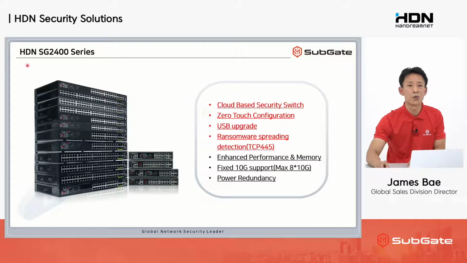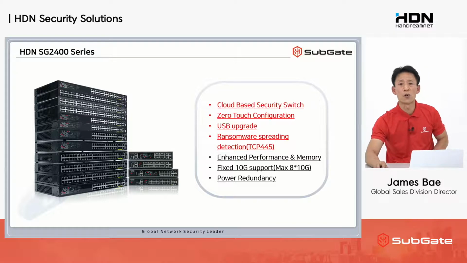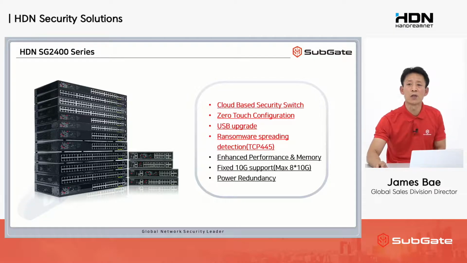HDN SG2400 series. This is the first HDN cloud-based secure switch. Zero-touch configuration will work only with the 2400 series. SG2400 will support all in-depth security features and detect ransomware spreading based on TCP/445. Ransomware spreading detection is not the area of a layer 2, layer 3 switch, but we can detect and block it automatically.